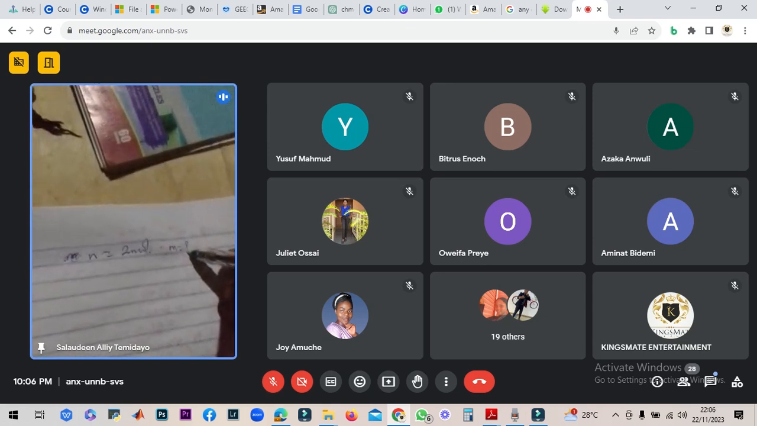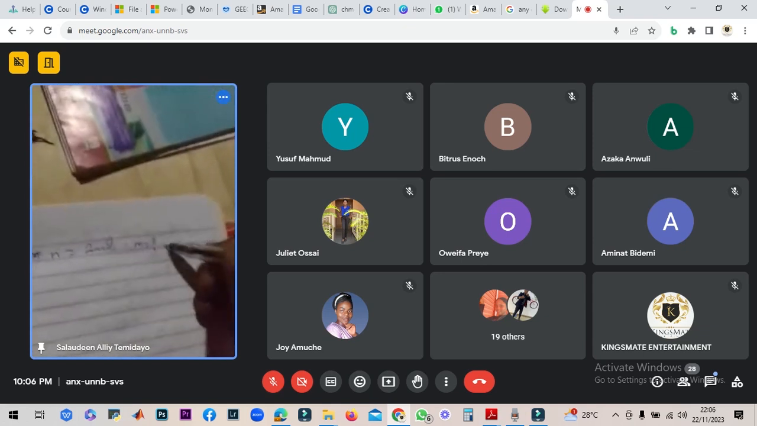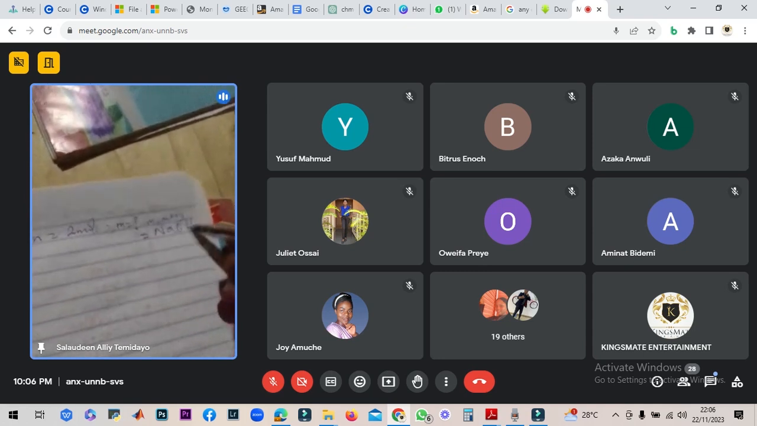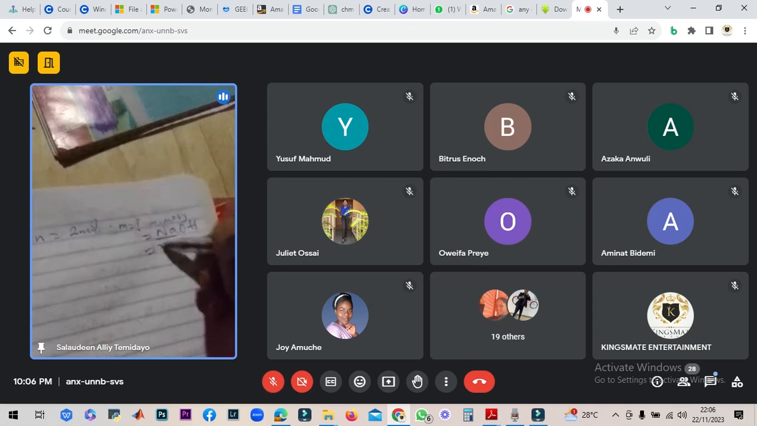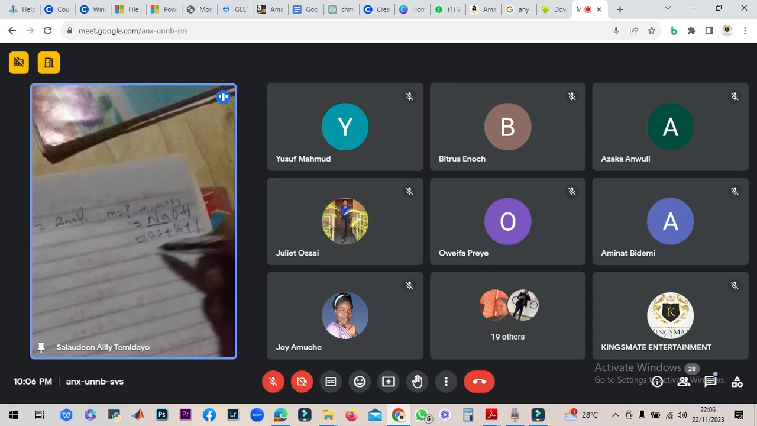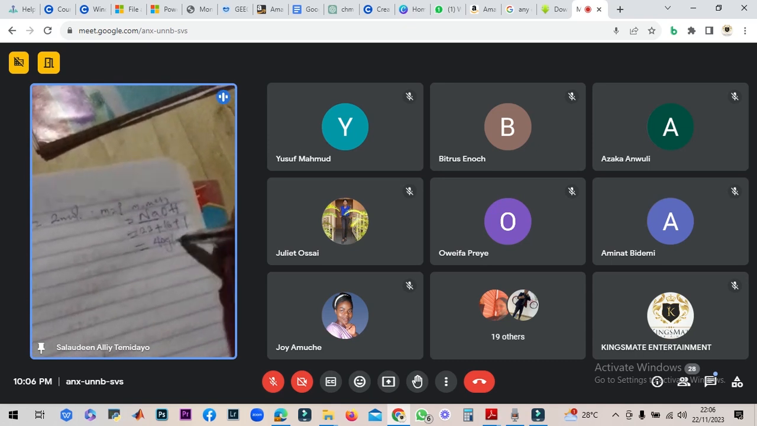I'm already explaining, Mr. Salam. The molar mass is what we all know, by adding the atomic masses. This is NaOH. The molar mass is going to be Na is 23 plus oxygen is 16 plus hydrogen is 1. That is going to give us 40 grams per mole.